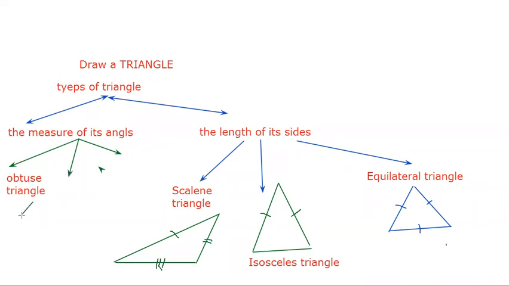Acute? Right angle triangle. Yes, so the second one is a right angle triangle. How many acute angles in a right angle triangle? Two. Two acute. And the third is the acute triangle, which has three acute angles. My question is, how many acute angles in a right angle triangle? Two. Yes, two.